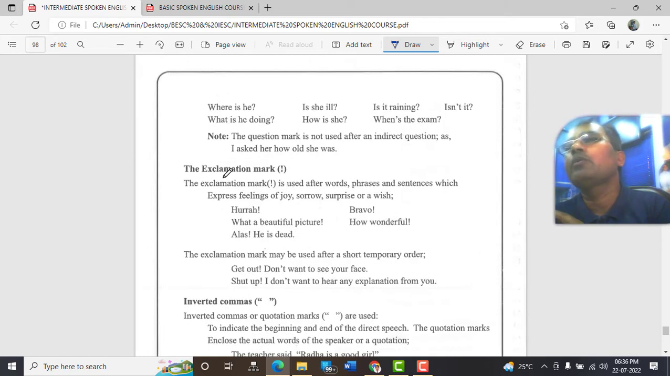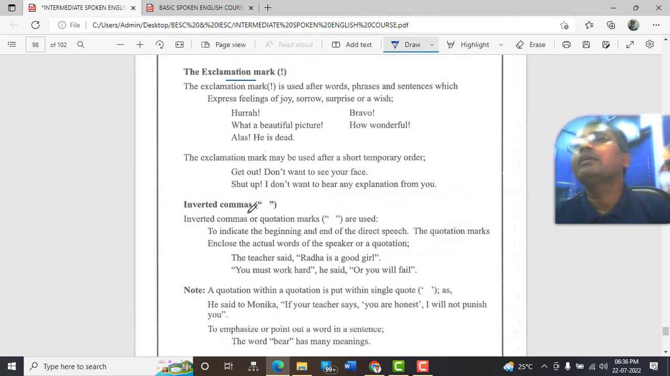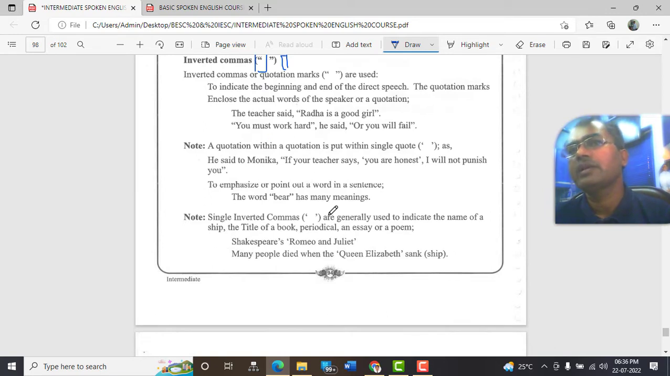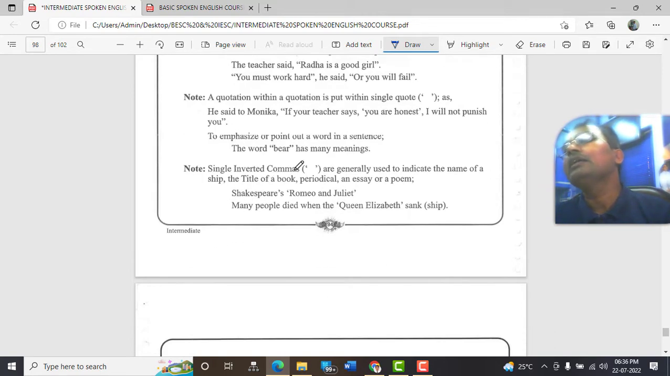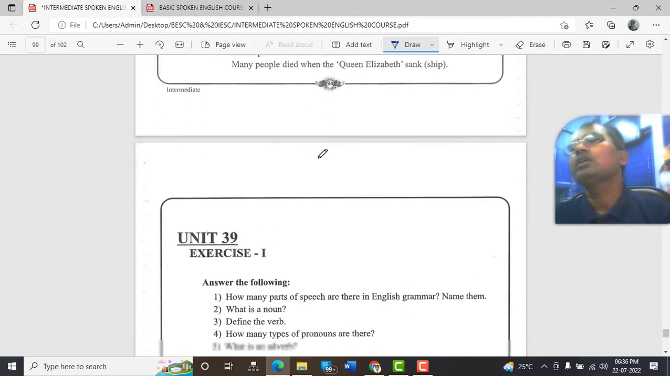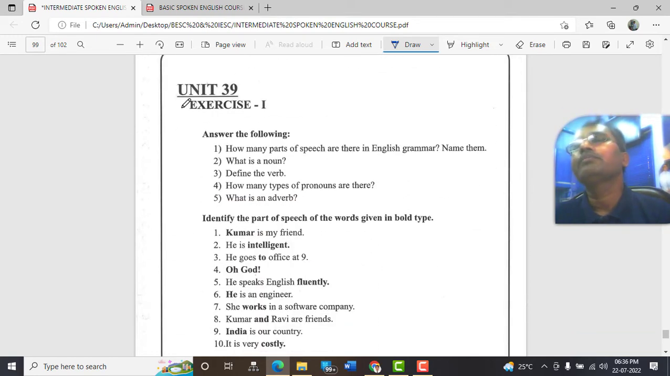Then we talk about exclamatory, where you will have to use this exclamation mark, and inverted commas. We say open inverted comma or closed inverted comma, or sometimes we call it as quote, double quote, open double quote, closed double quote, inverted comma or quotation marks. This is the double quotation marks. We will emphasize like that. Single inverted commas, single quotation marks. Where we will be using all this, we will be looking at it.